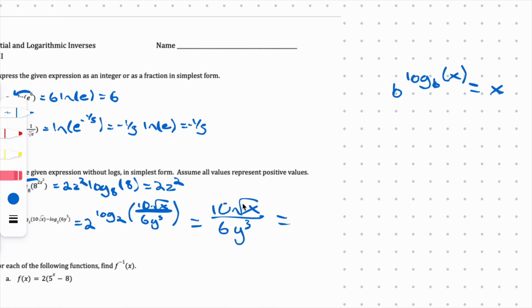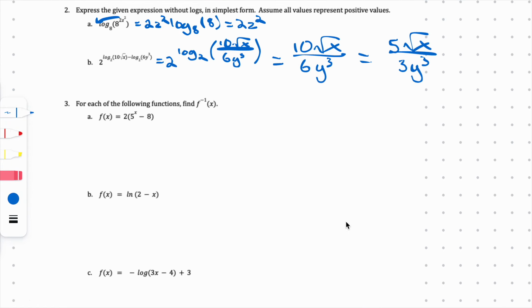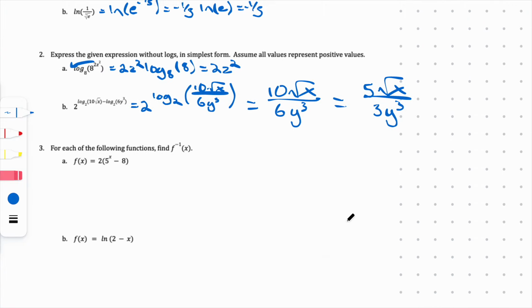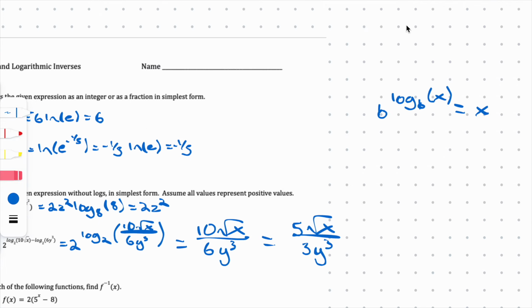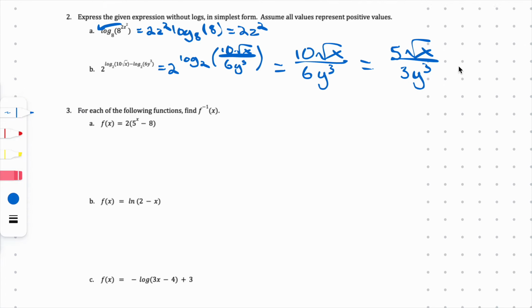And thus we can just simplify, have 5 root x over 3y cubed. And that's our answer. Simple. Not that simple, but as long as you get this, it's not that bad.